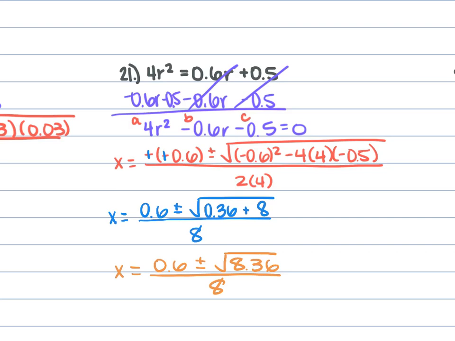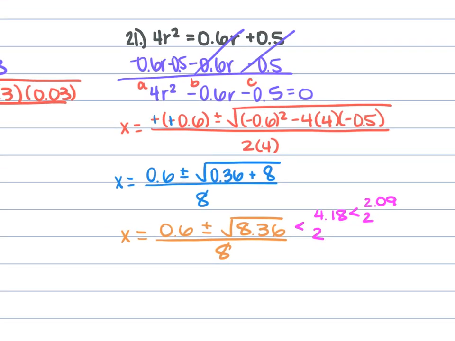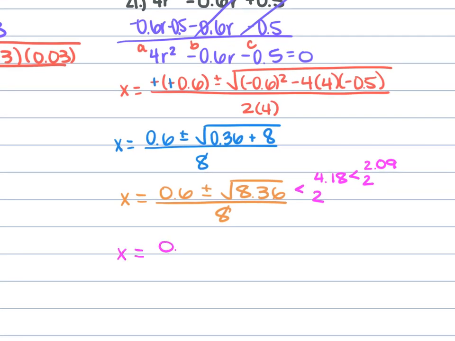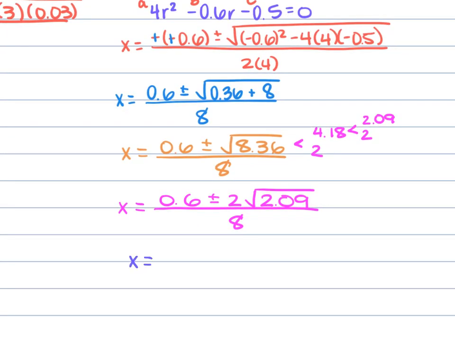With that radical, that 8.36, we can divide this by 2. If we do, we're going to have 4.18. That 4.18 is divisible by 2. 2 goes into 4 twice. We have 0 and then 9, so 2.09. So because we can factor out those two 2's, this is going to be x is equal to 0.6 plus or minus 2 square root 2.09 all over 8. The 0.6, the 2, and the 8 are all divisible by 2. So this is going to simplify to be x is equal to 0.3 plus or minus the square root of 2.09 all over 4.